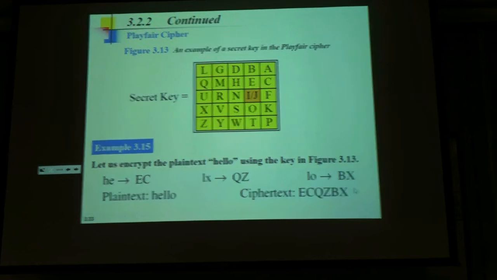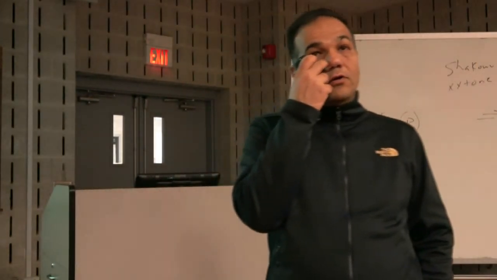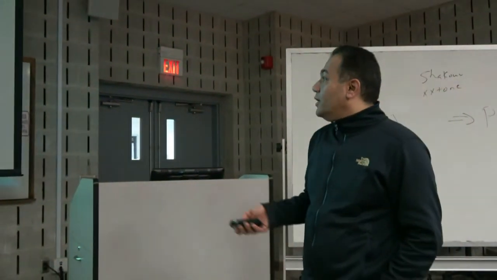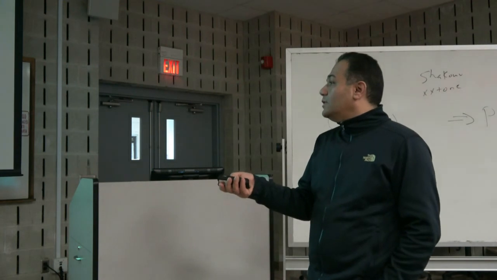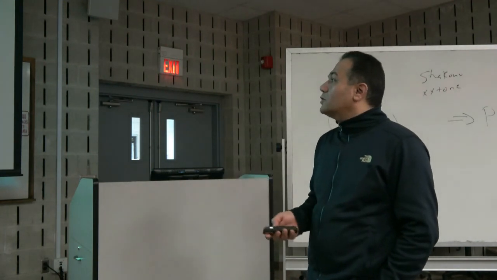Rules. That's a rule. Who knows this algorithm? The sender and receiver. Is there a key in here? There is no key. So that's "hello", the plaintext, and that's the ciphertext.